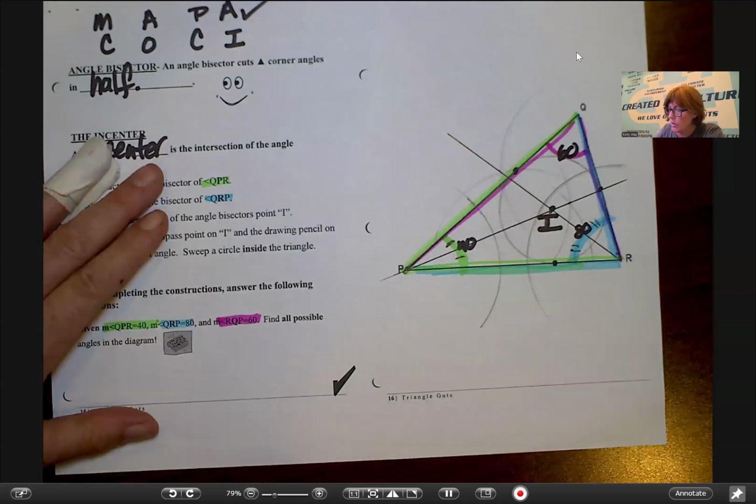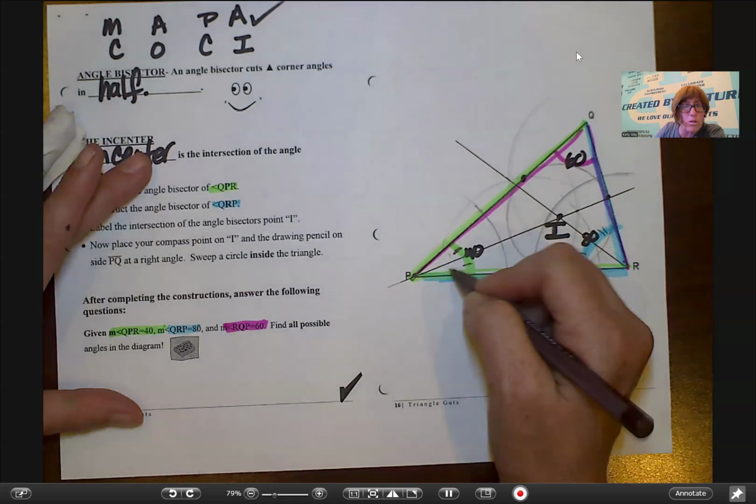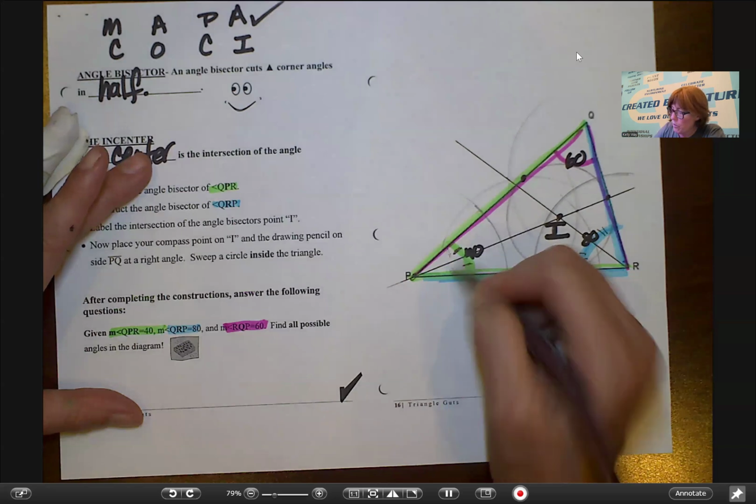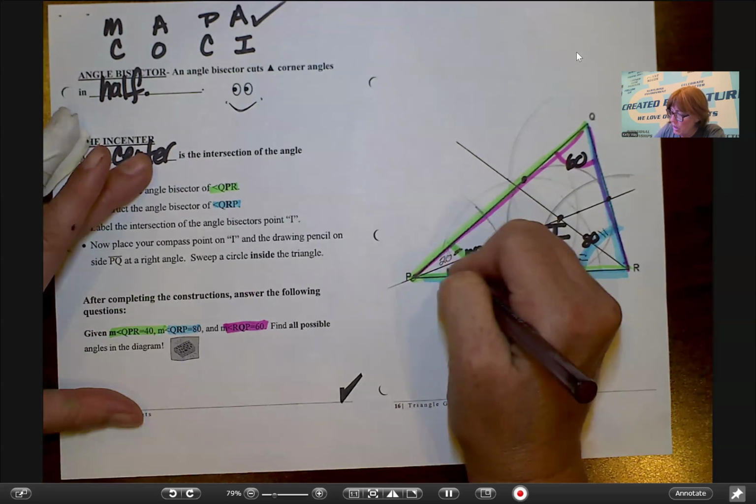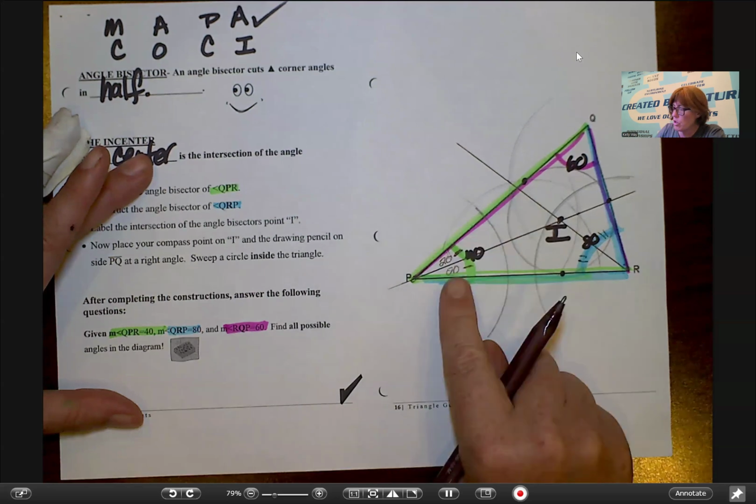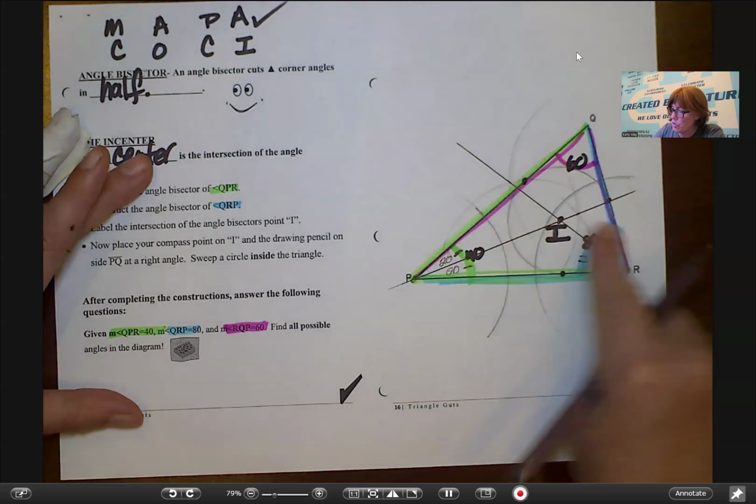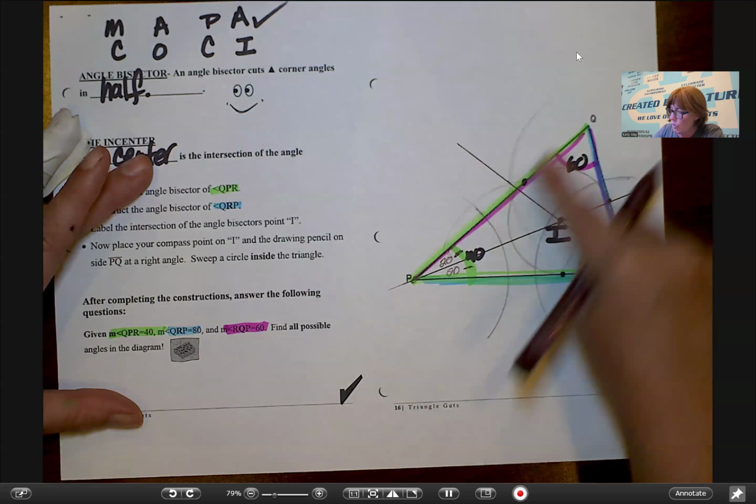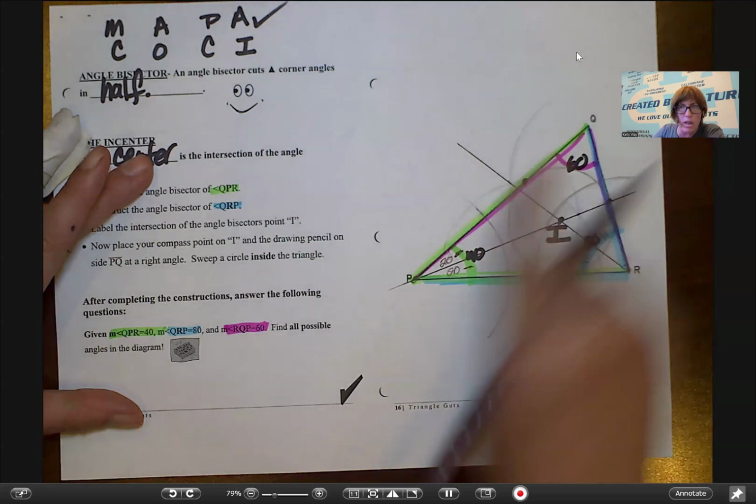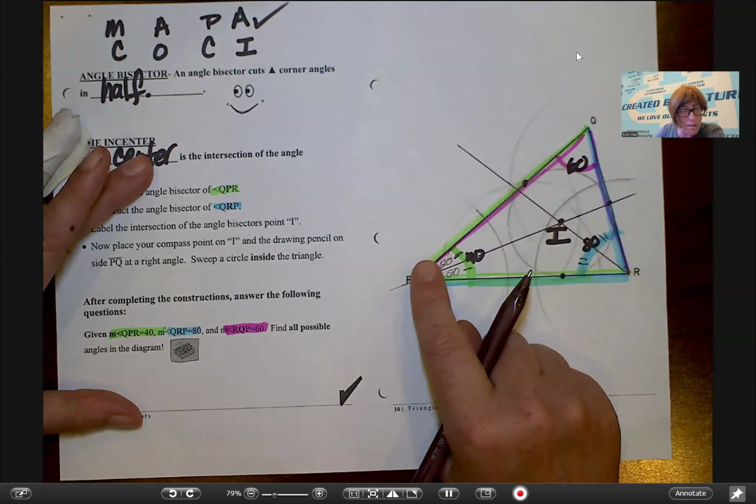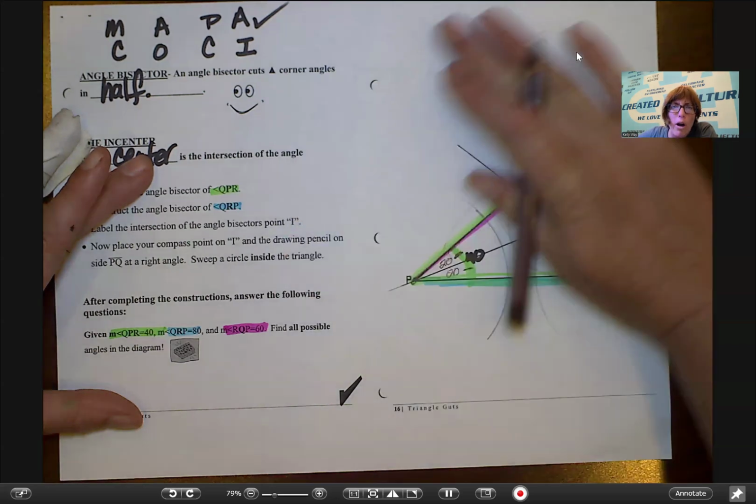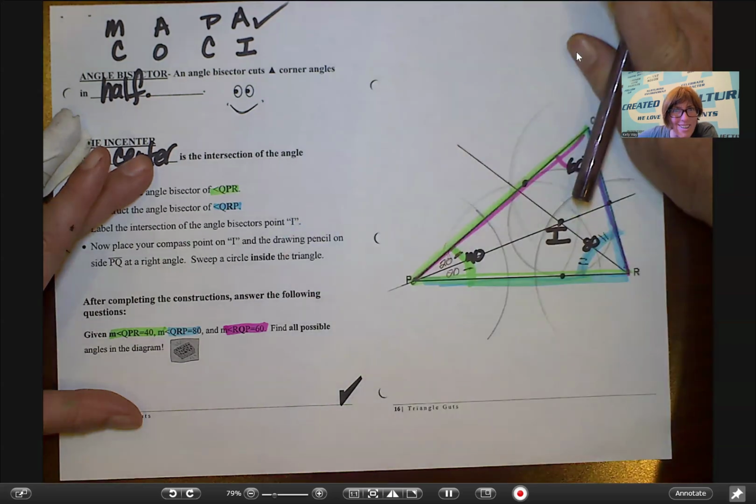Remember, the key to this is that these are bisectors. So right off the bat, you know this is 20 and 20. You're just going to be working a bunch of different triangles, overlapping triangles. See my fingers? I just did several of them very quickly. And find all possible angles in your diagram.